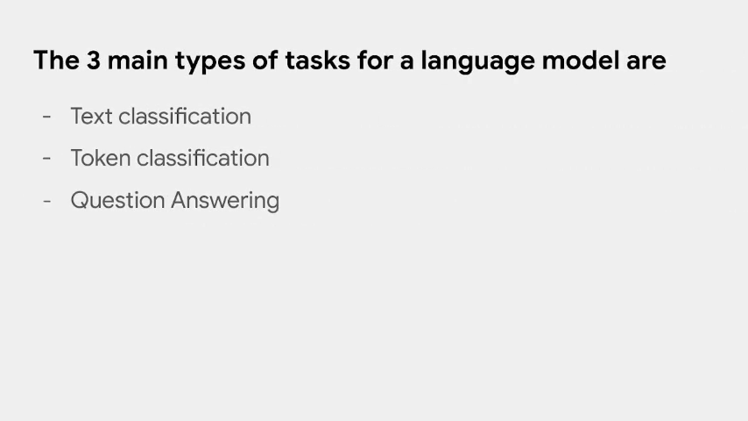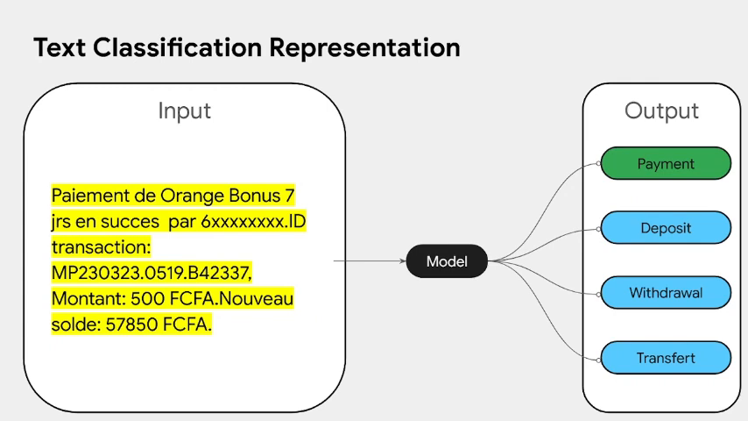One, task identification. When working with language models, there are three main types actually. We have text classification, token classification, and question answering. Those are the three main types of tasks for language models. And to be more clear and explicit, text classification is very straightforward. We have a text that you give to the model, and from the text, the model tries to guess to what category it belongs.